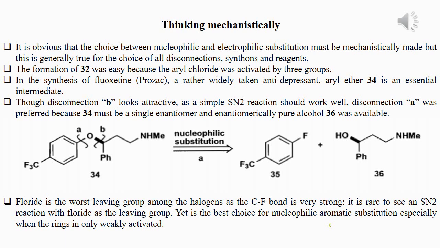The reason is that, especially when the aromatic ring is not highly activated, like in the case of 35, the strong electron withdrawing inductive effect of the fluoro group will make this position very potent for nucleophilic attack. So that's why fluoride is the best leaving group for nucleophilic aromatic substitution.